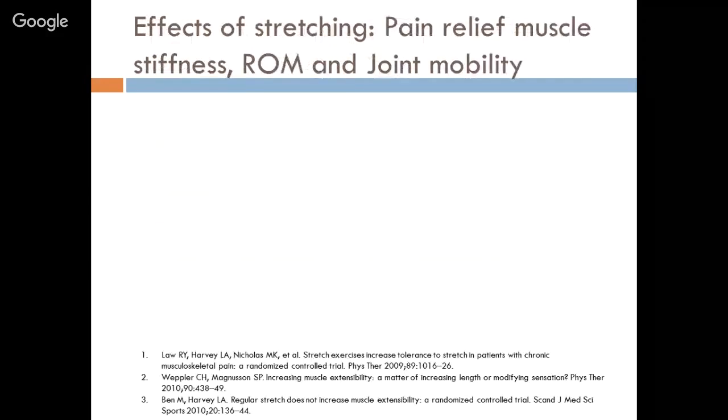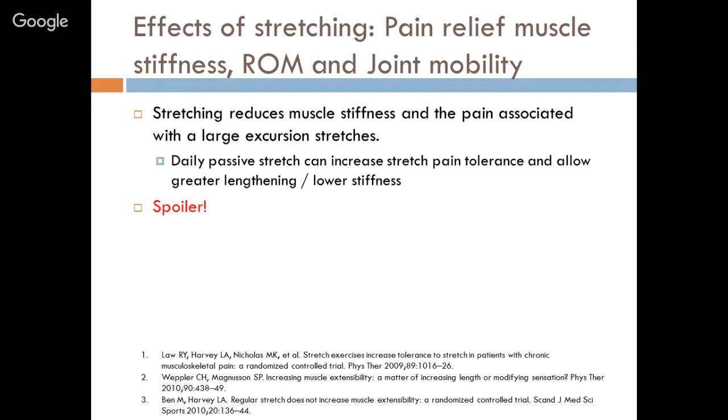So first question, what does the evidence show in terms of the effects of stretching in reducing pain, muscle stiffness, or improving range of motion and joint mobility? As we have discussed before, there are immediate or short-term changes that are observed, which are clinically observable. So the evidence points to muscle stiffness and pain associated with long excursion stretches, that is constant stretch, reducing both stiffness and pain. That is, daily passive stretch can increase.